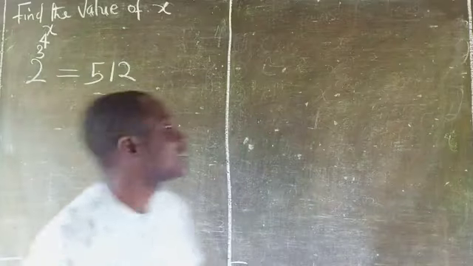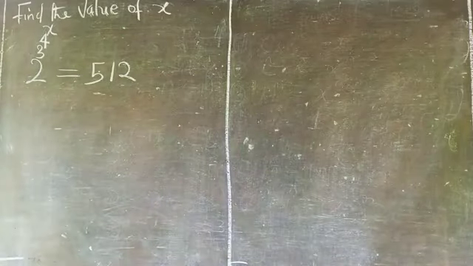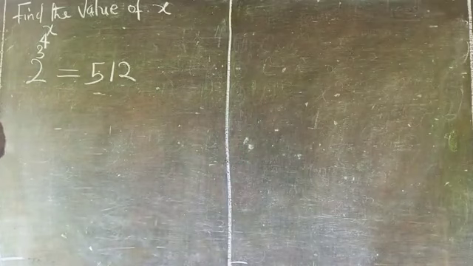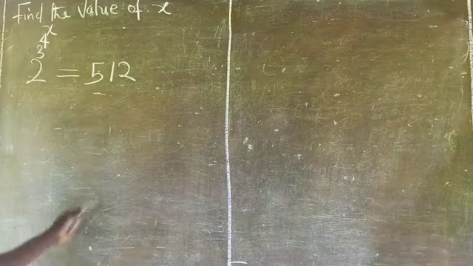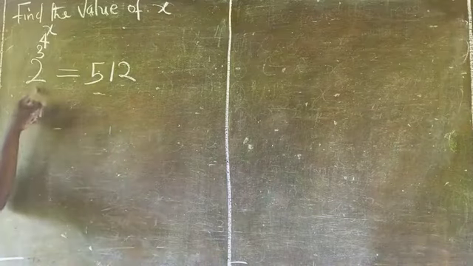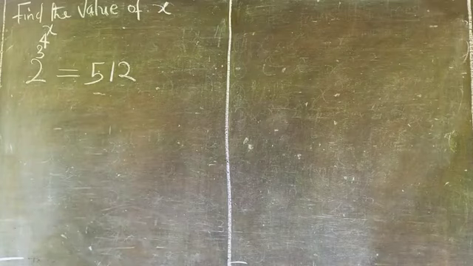Today we have to look for s in this equation, and the first thing you must think of is what will I do to the right hand side so that it can be of the same base as the left hand side. We want to write 512 to have the same base as the left hand side, which is 2.